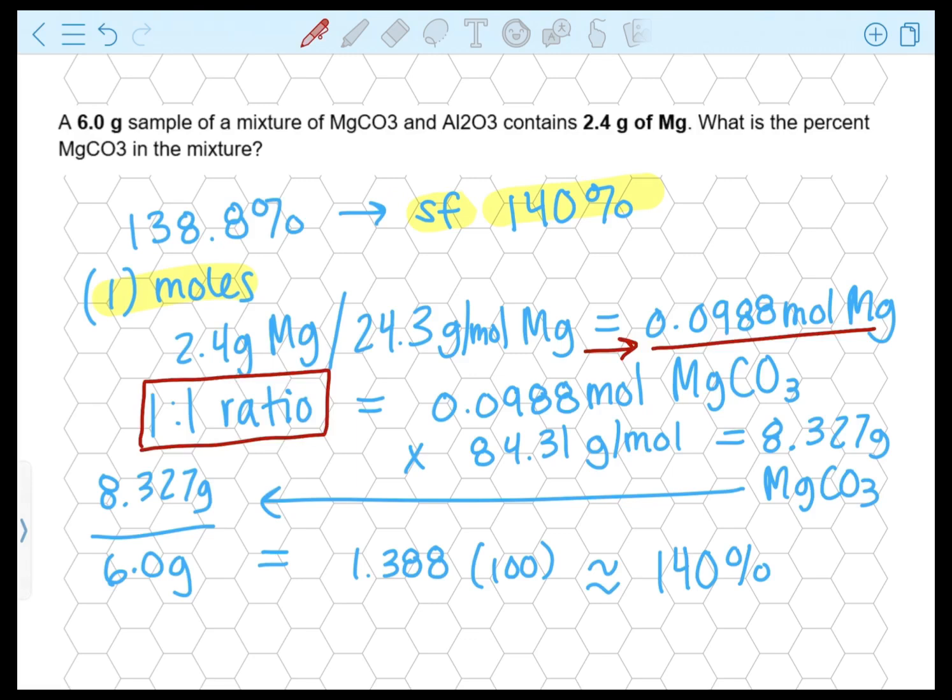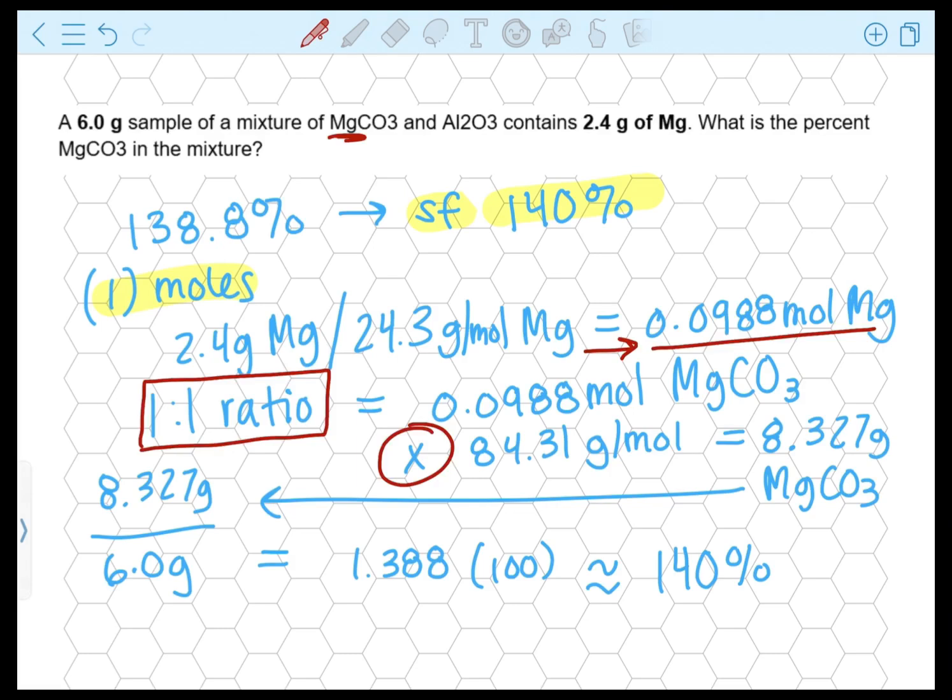Again, we have a 1-to-1 ratio. For every mole of magnesium carbonate, we have a mole of magnesium. So the moles will remain the same. So now that we know we have 0.0988 moles of magnesium carbonate, let's turn this into grams using the molar mass. So the molar mass of magnesium carbonate is 84.31 grams.